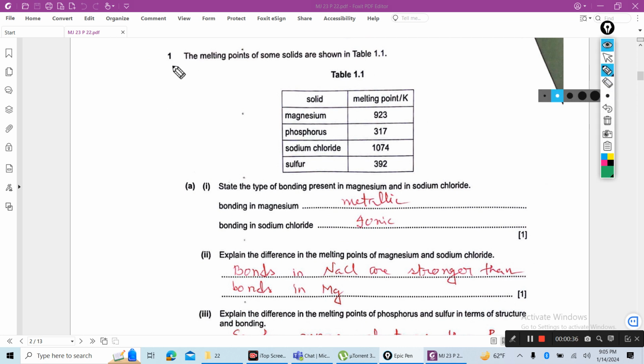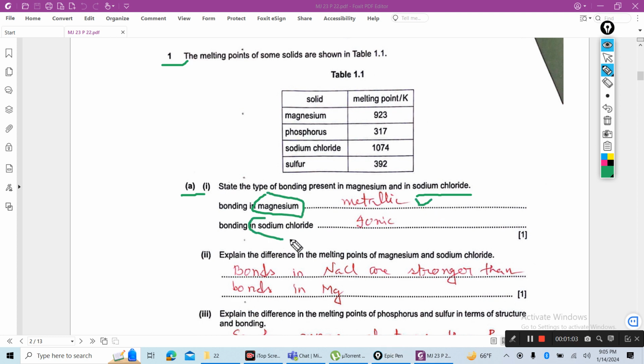First question number 1. The melting points of some solids are given in this table: magnesium, phosphorus, sodium chloride, sulfur. A1. State the type of bonding present in magnesium and sodium chloride. So magnesium is a metal, so metallic bond. Sodium chloride is an ionic compound, so ionic bond.